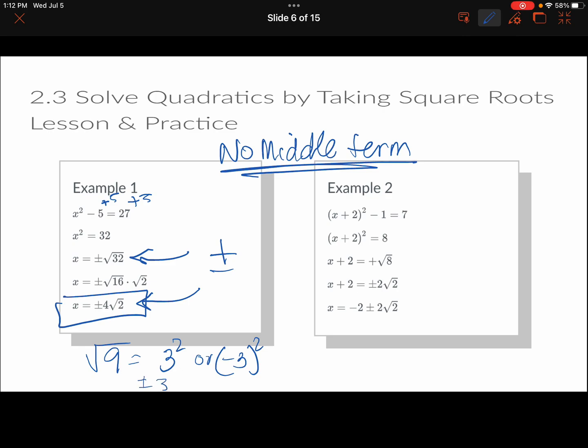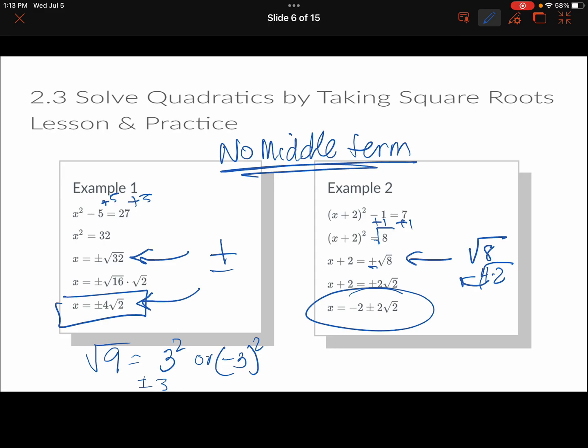In example 2, I have a quantity squared here, so if I add 1 to both sides, then I get x plus 2 squared equals 8, and I can take the square root. This would be plus or minus the square root of 8, and then I would subtract 2, and I can take the square root of 8 and simplify it. That would be 4 and 2, and the 4 would break out. That's how you end up with this final answer.